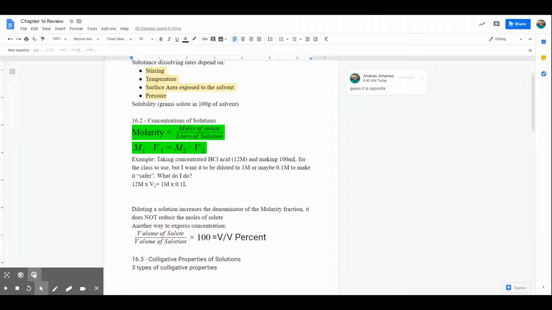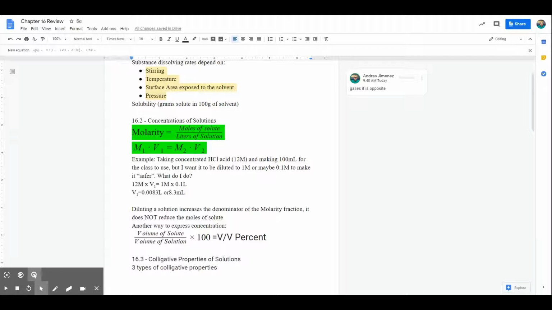And then in order to solve for V1, I'm going to divide both sides by 12. So on my calculator, I divide by 12, and then I get a value of V1 to be equal to 0.0083 liters, or if I were to convert it back, which is multiplied by 1,000, it would be 8.3 milliliters.